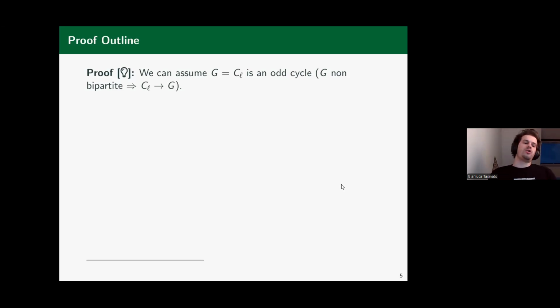Because why is that the case? Well, if G is non-bipartite, that means it contains an odd cycle, and therefore if you substitute G by a suitable odd cycle of suitable length, we are basically strengthening the promise. Any graph that is colorable for the odd cycle will also be G-colorable. So we are basically solving a problem that is potentially easier. So if this potentially easier problem is still NP-hard, then also the bigger one, the problem with G, will be NP-hard. So it's safe to assume that G is an odd cycle.